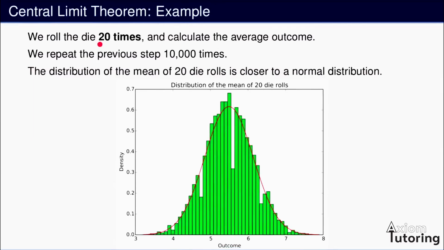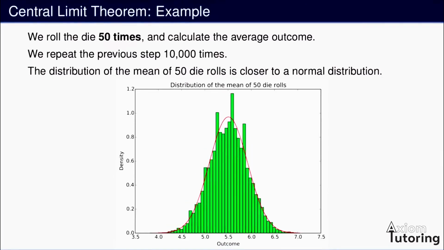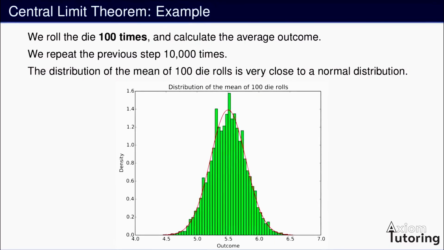Now, let's say we roll the die 20 times and calculate the average outcome. And once again, we repeat the previous step 10,000 times. And now we can see that the distribution of the mean of 20 die rolls is a lot closer to a normal distribution. It's not perfect. We still have a few places where we can see that there are dips, and sometimes it's a little bit higher than the prediction, but it's working pretty well. And if we go to 50 times, it's even better. And if we go to 100 times, now it's starting to look like a great approximation.